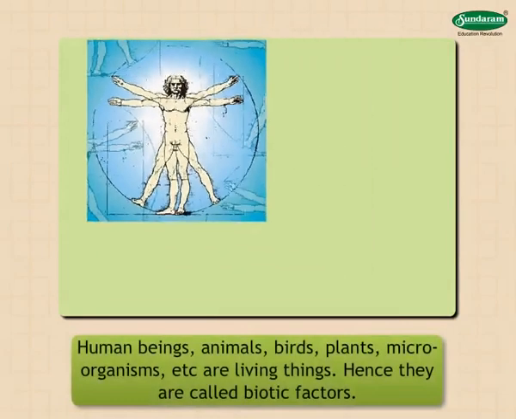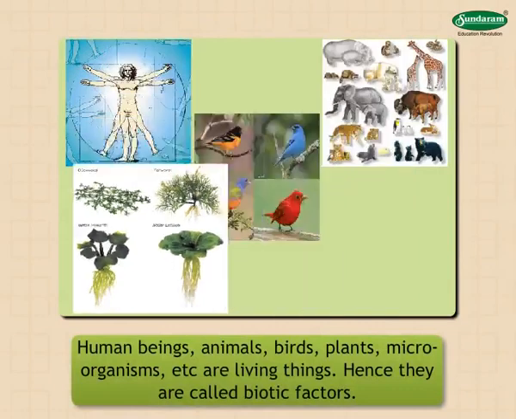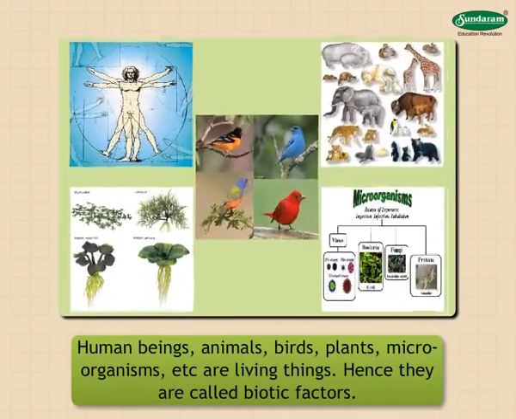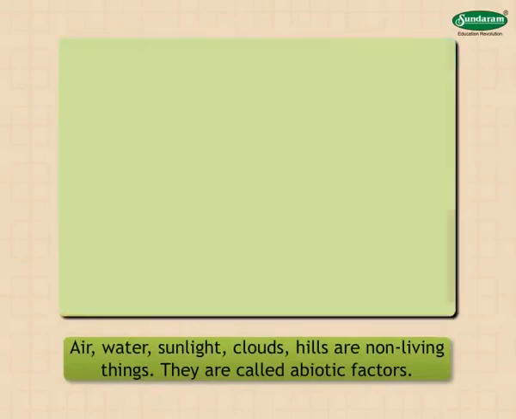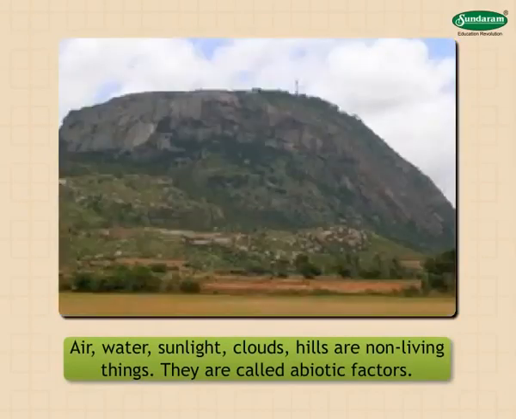Human beings, animals, birds, plants, microorganisms, etc. are living things. Hence, they are called biotic factors. Air, water, sunlight, clouds, hills are non-living things. They are called abiotic factors.